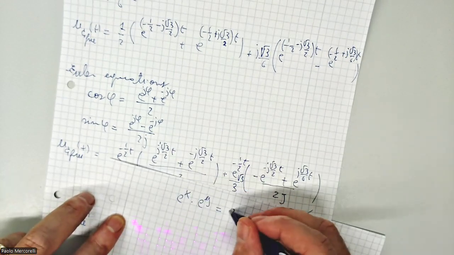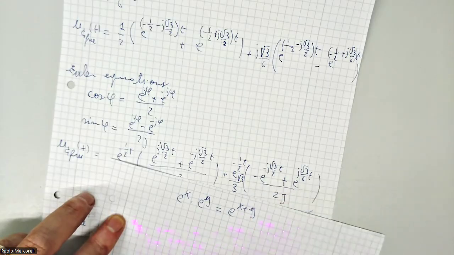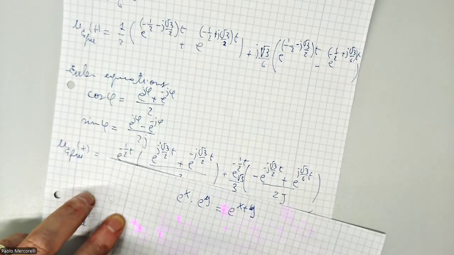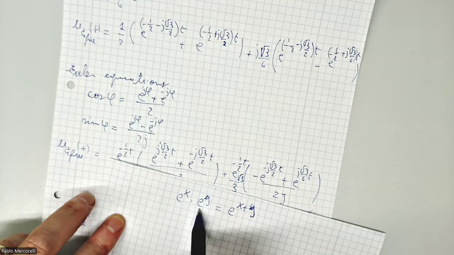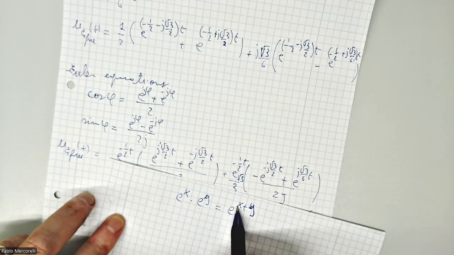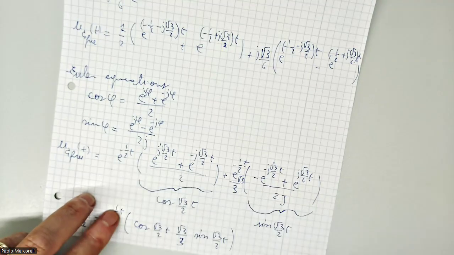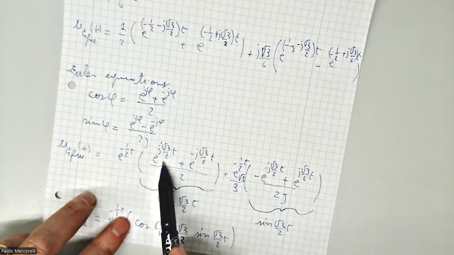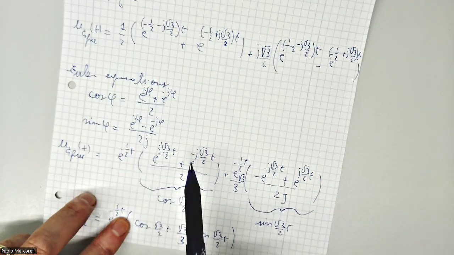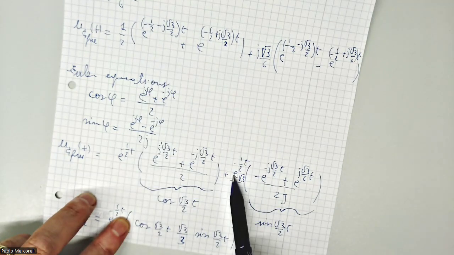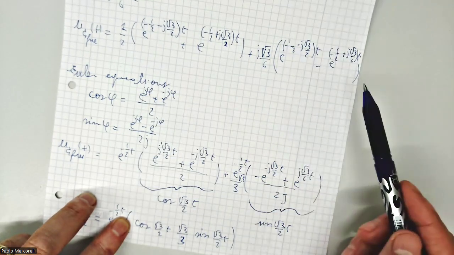What is the result? I don't know if you remember. Exponential function of x multiplied by exponential function of y equals exponential function of x plus y. Do you remember this? Of course, this multiplied by this multiplied by this, I will obtain this one, and this multiplied by this plus this multiplied by this, I will obtain this.